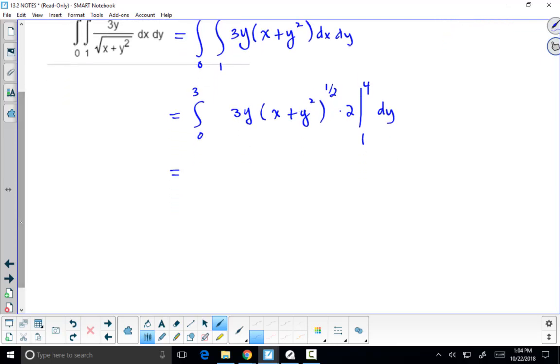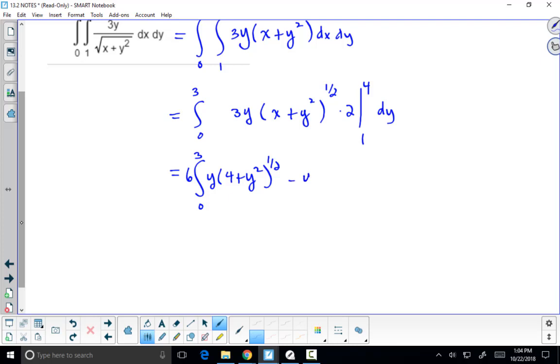So now we're plugging this in for x. So we'll have 0 to 3. We can pull a 6 all the way out to the front. And plug it in for x, we have 4 plus y squared to the 1/2. So y times 4 plus y squared to the 1/2. Then we're going to subtract off the value at 1.